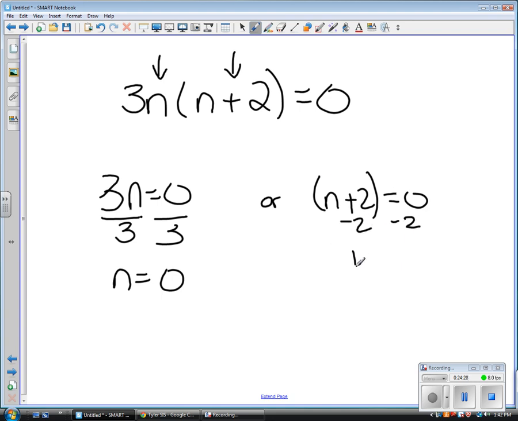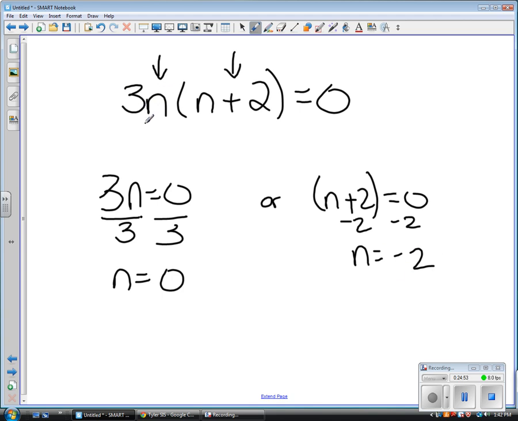Subtract 2. So n would have to be negative 2. Now, let's go back and think about this. If I plugged in a 0, 3 times 0 is 0. And if I plugged a 0 here, that's 0 plus 2. 0 plus 2 is 2. And what's 0 times 2? Well, that works, right? All right, let's plug in our negative 2.